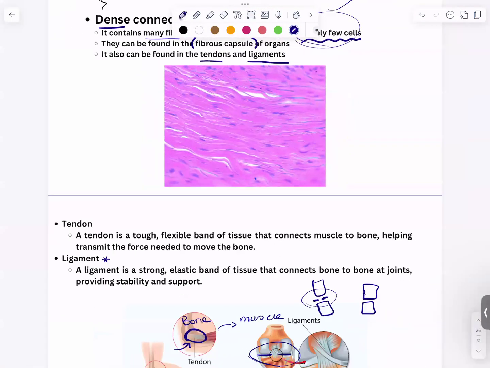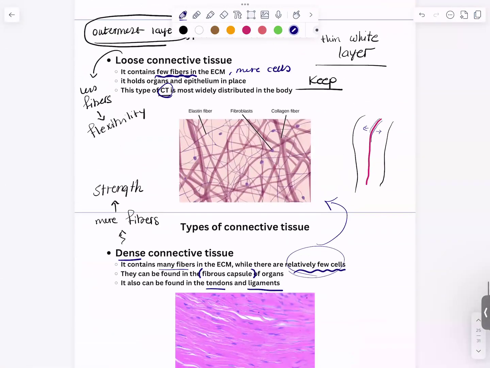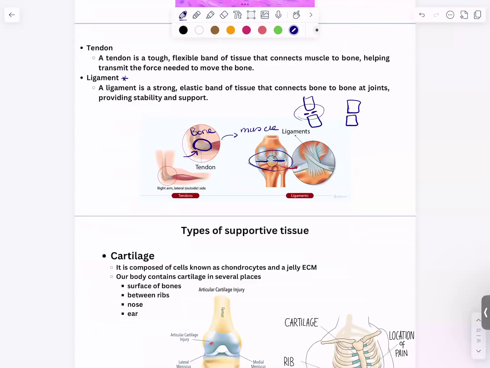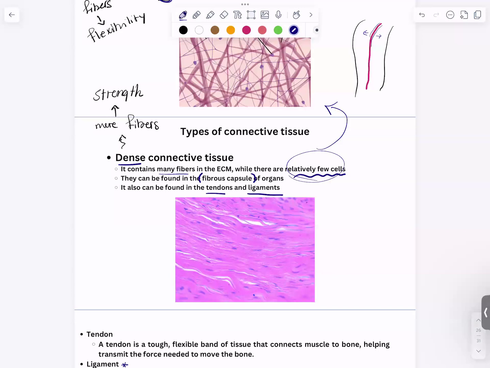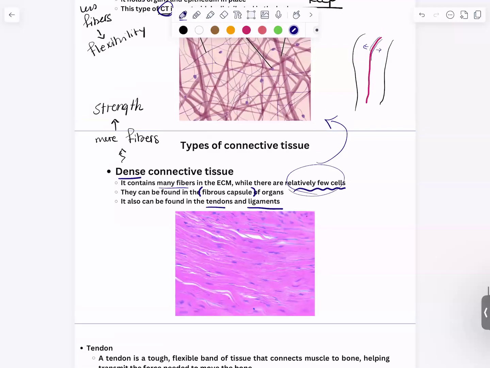Any questions about the dense connective tissue and loose connective tissue? Can I ask? Of course. Can you say that loose connective tissue gives or holds the shape of the organ? Forming the shape, it's more about keeping the structure. It's not strong enough to form a shape. No. Okay.